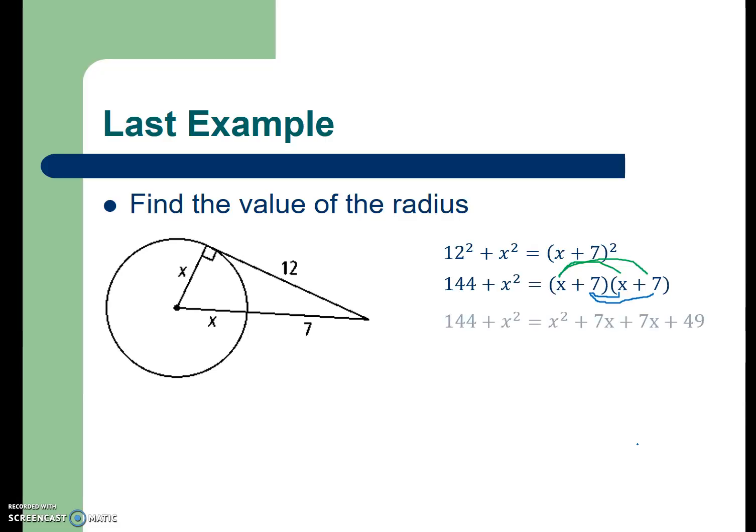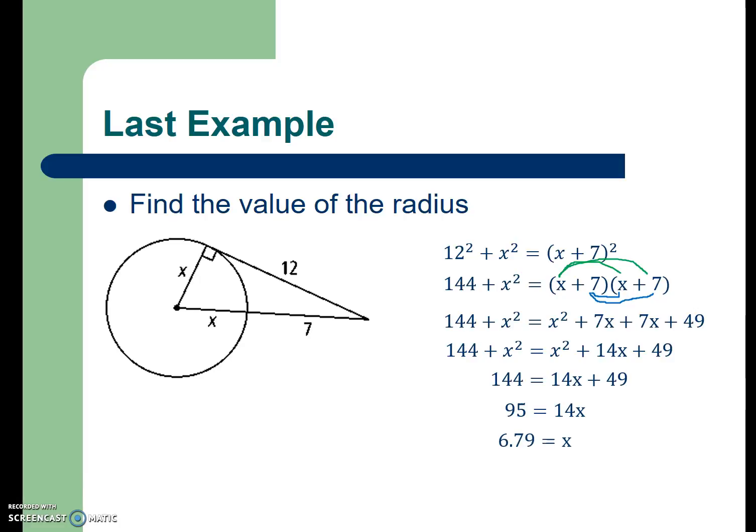So x times x is x squared, x times 7 is 7x. 7 times x is 7x, 7 times 7 is 49. Okay, and then we're going to combine our like terms. So 7x plus 7x combines to give us 14x, not x squared, just x. Well, what's nice is that we have x squared on both sides of this problem, so that will just cancel out. Then from there, it's a matter of subtracting 49 from both sides. We get 95, and then divide by 14. In this problem, we do get a decimal, and that's okay. So I'm going to round to 2 decimal places.